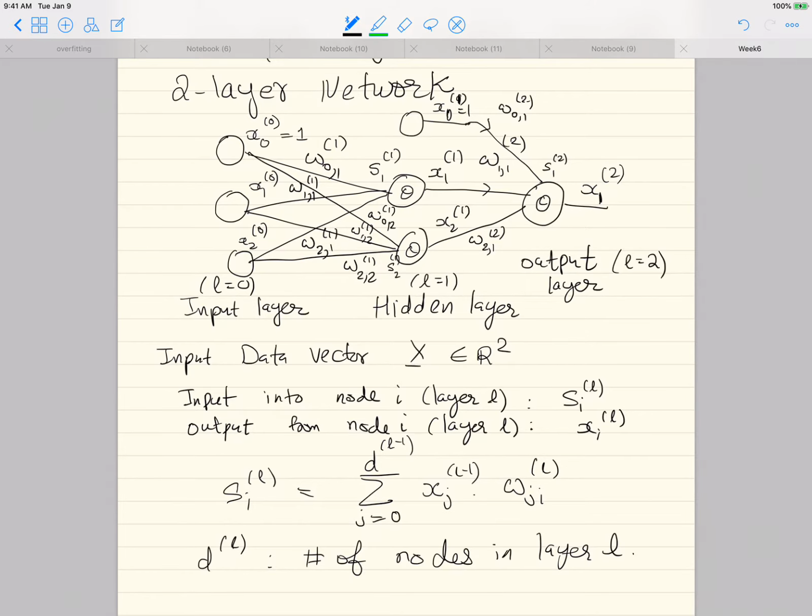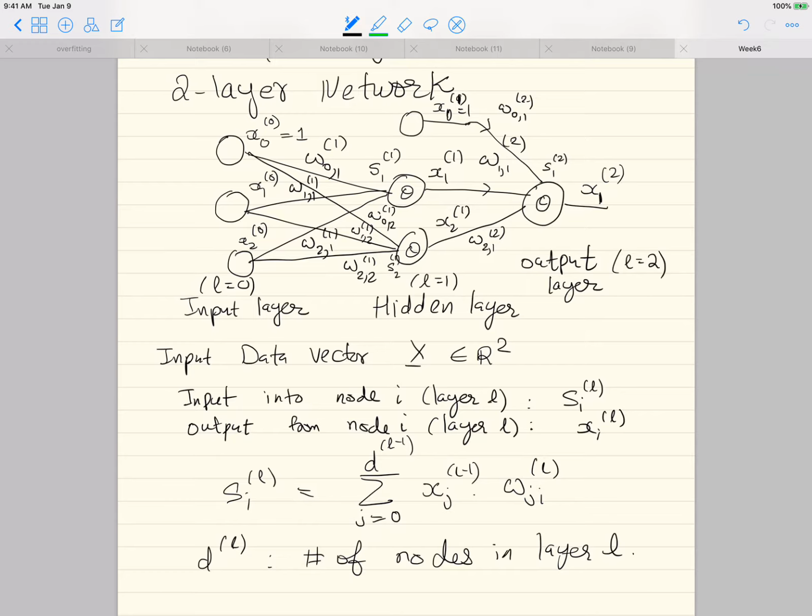So all this notation was introduced last lecture. What we are doing here is just taking a weighted sum. Every input here is just a weighted sum of the values incident on that node. So s_1 of 1 will be x_0 times w_01, x_1 of 0 times w_11 plus x_2 of 0 times w_21. You just take a weighted sum like this, and that's how you get this value here. That's what this expression is mathematically showing. So this is the forward pass in the neural network.